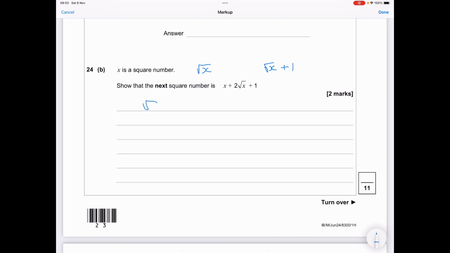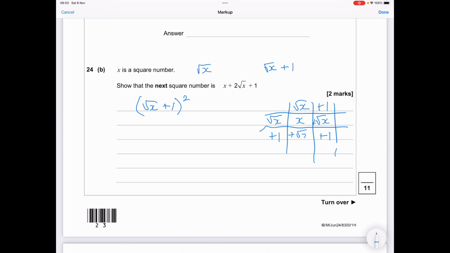So if we then take root x plus 1 and square it, it's root x plus 1 times root x plus 1. That gives x, plus 1 at the end, and then root x plus root x in the middle. So what we get is x plus 2 root x, which is these two here, plus 1, which will give us the next one.